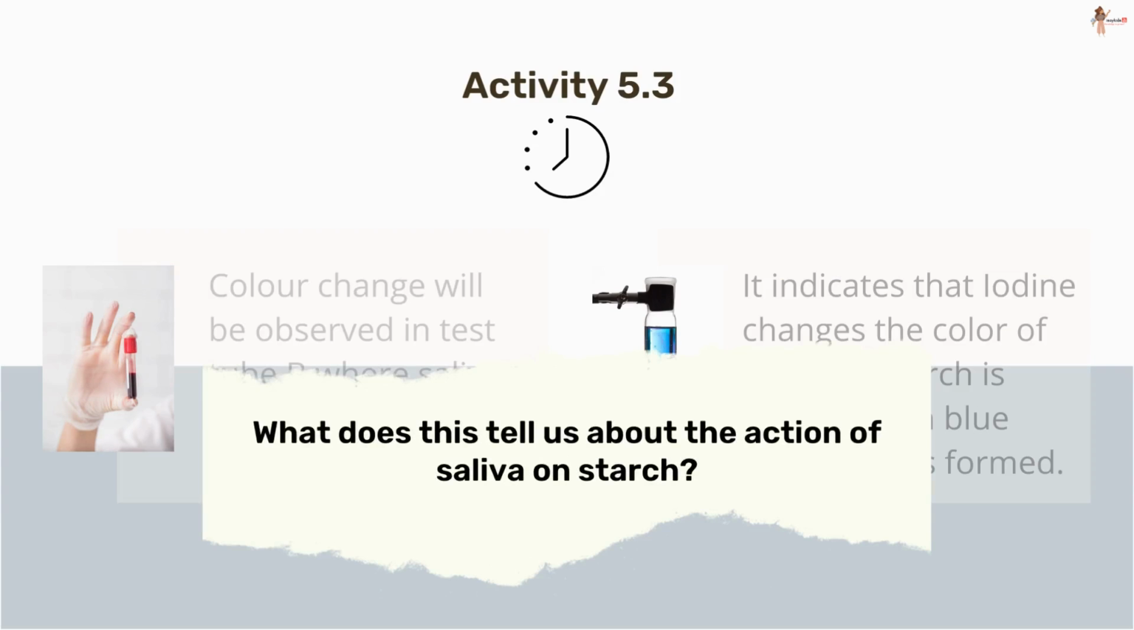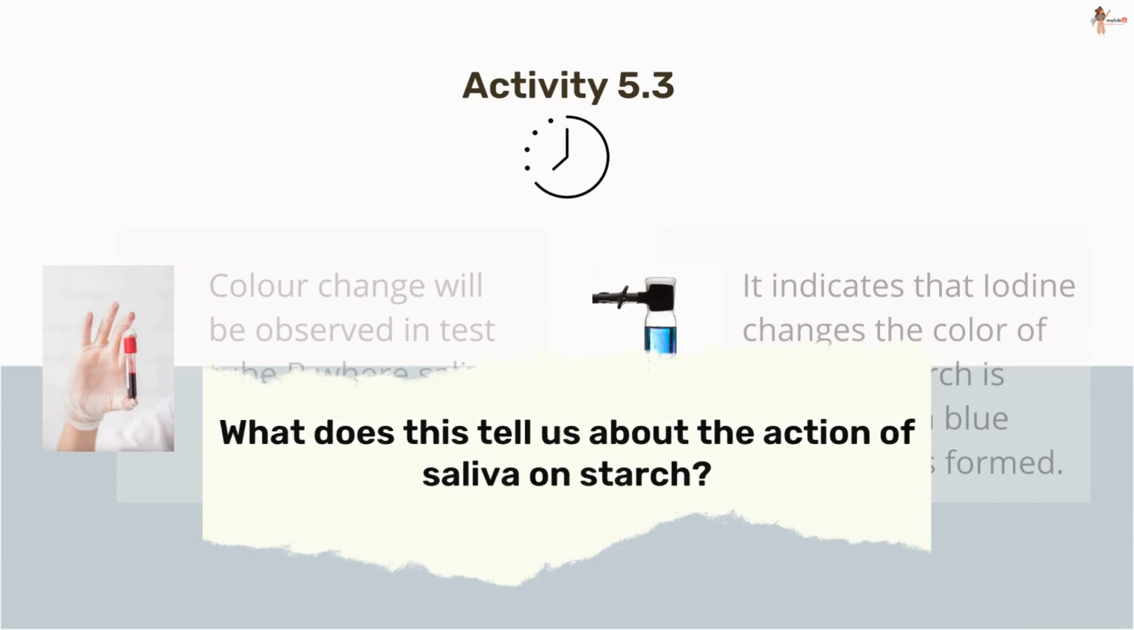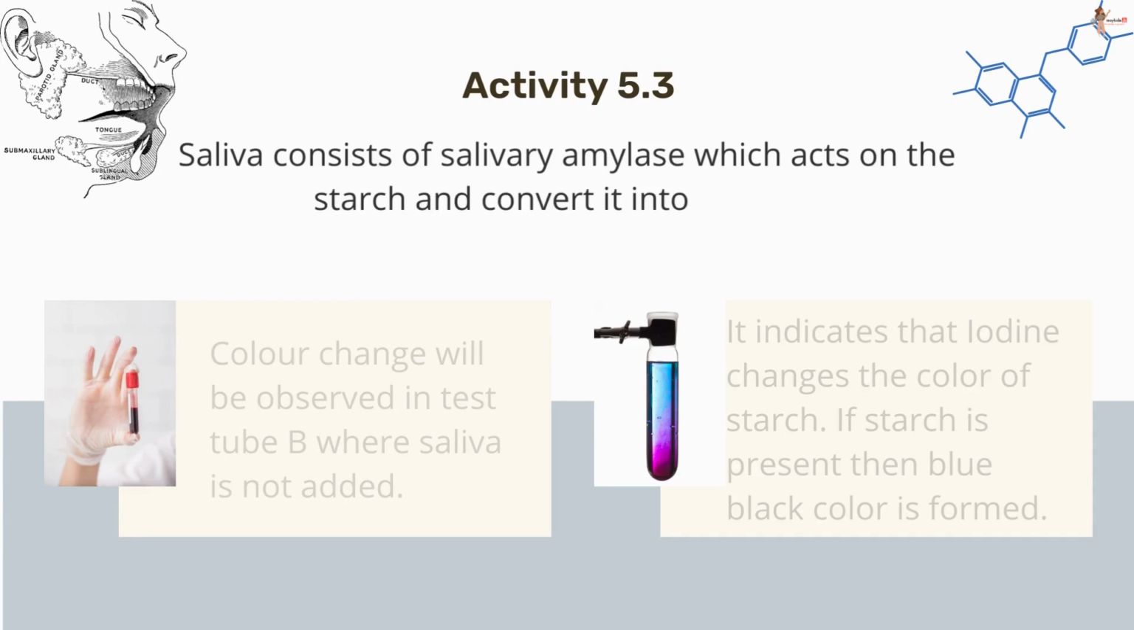And lastly, what does this tell us about the action of saliva on starch? Saliva consists of salivary amylase, which acts on the starch and converts it into glucose.